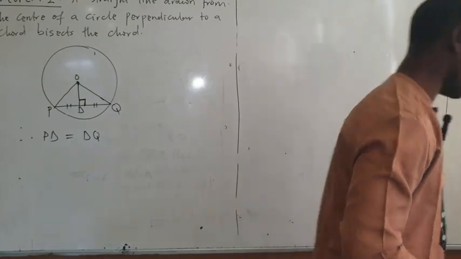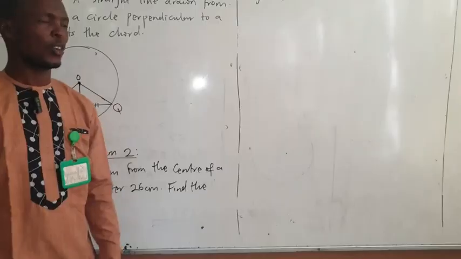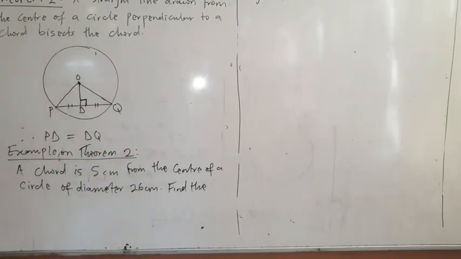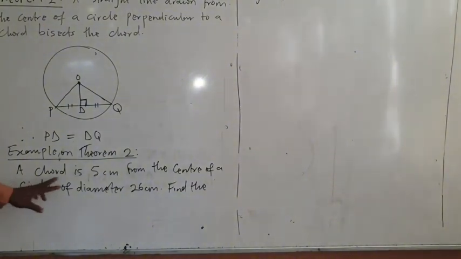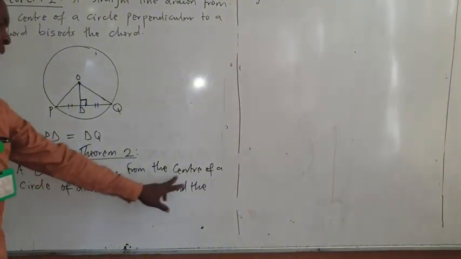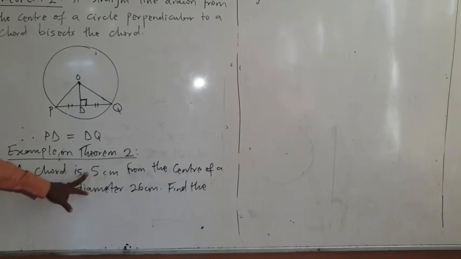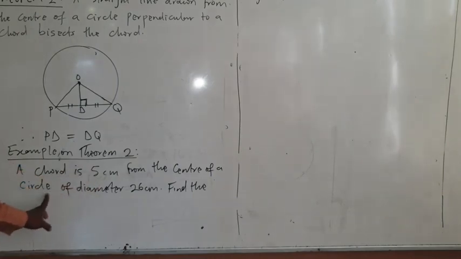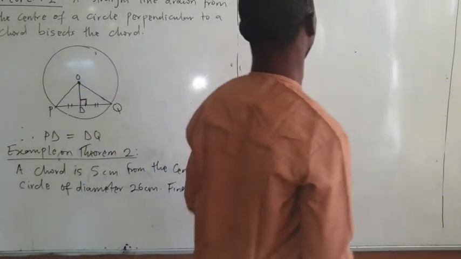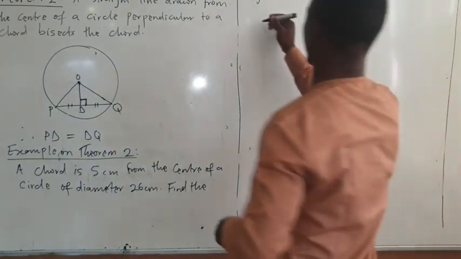And the example is a chord. So, example on Theorem 2. The question says a chord is 5 centimeters from the center of a circle. It means the distance from the center of the circle to the middle point of the chord is 5 centimeters. And that circle is of diameter 26 centimeters. We are asked to find the length of the chord. So the solution.